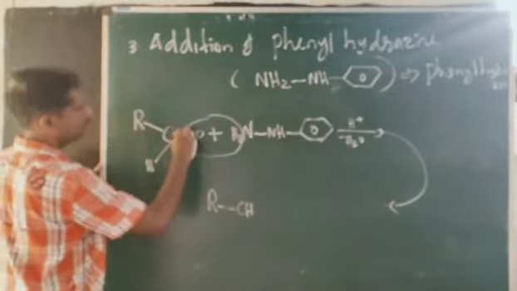And the last one, the fifth one, is addition of semicarbazide. How do you write semicarbazide? NH2-NH-CO-NH2. This compound is known as semicarbazide, and the product name is semicarbazone.